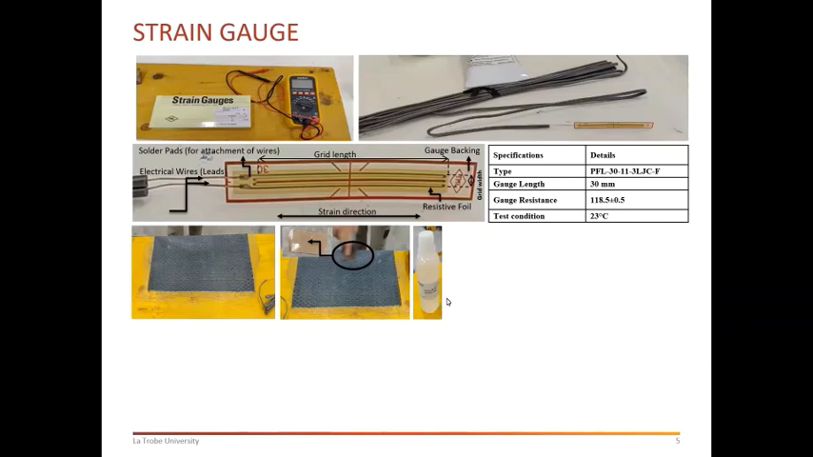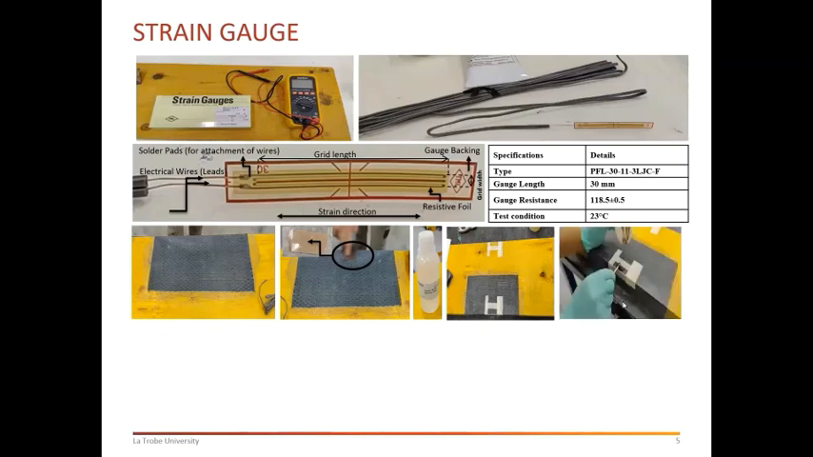Then the next step, we need to determine exactly the location of the strain gauges, where we need to put them. So as explained before, one will be attached to the tension region and one will be attached to the compression region in order to measure the strain at the mid-span tension region, and the other one will be at the mid-span compression region at the top here.